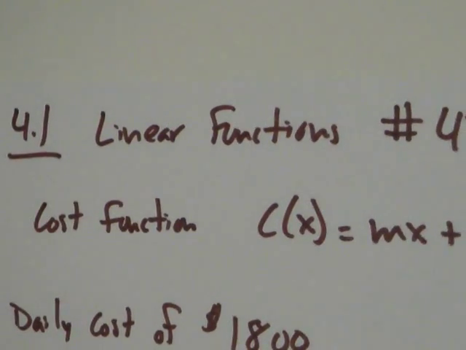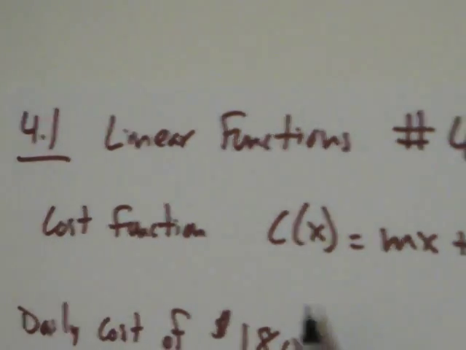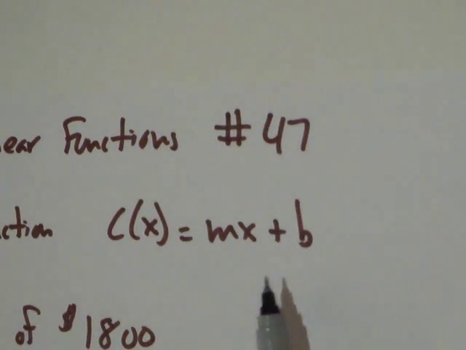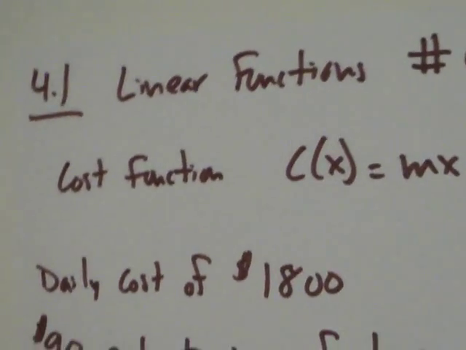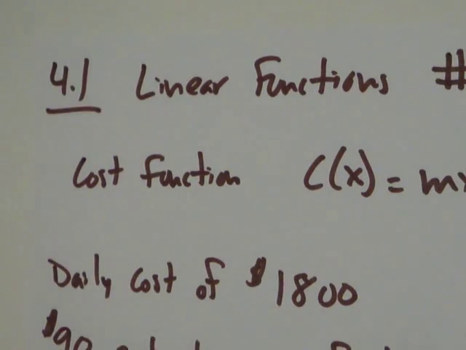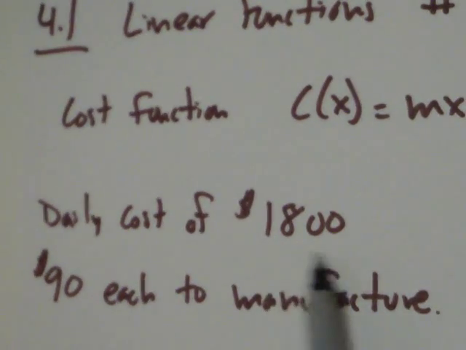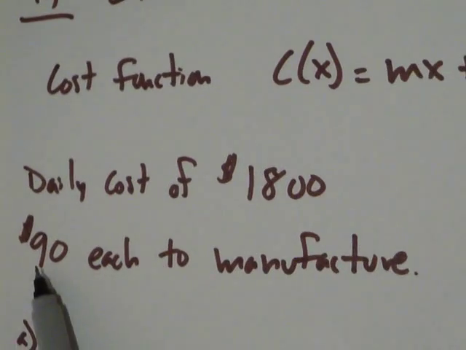What they give us is something called a cost function, where c of x is mx plus b, and it's used to measure the daily costs for a company that produces something. For number 47 they talk about a factory that makes bicycles, and they tell us that the daily cost of just running the factory is $1,800, and then it also costs $90 to manufacture each of the bicycles. So what would the cost function look like?